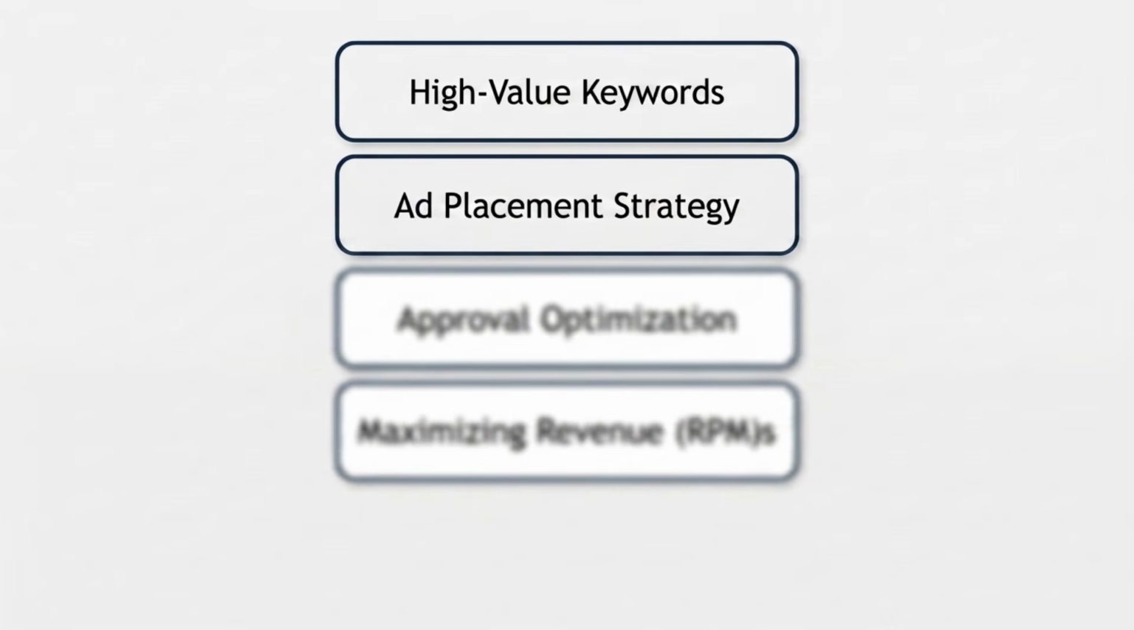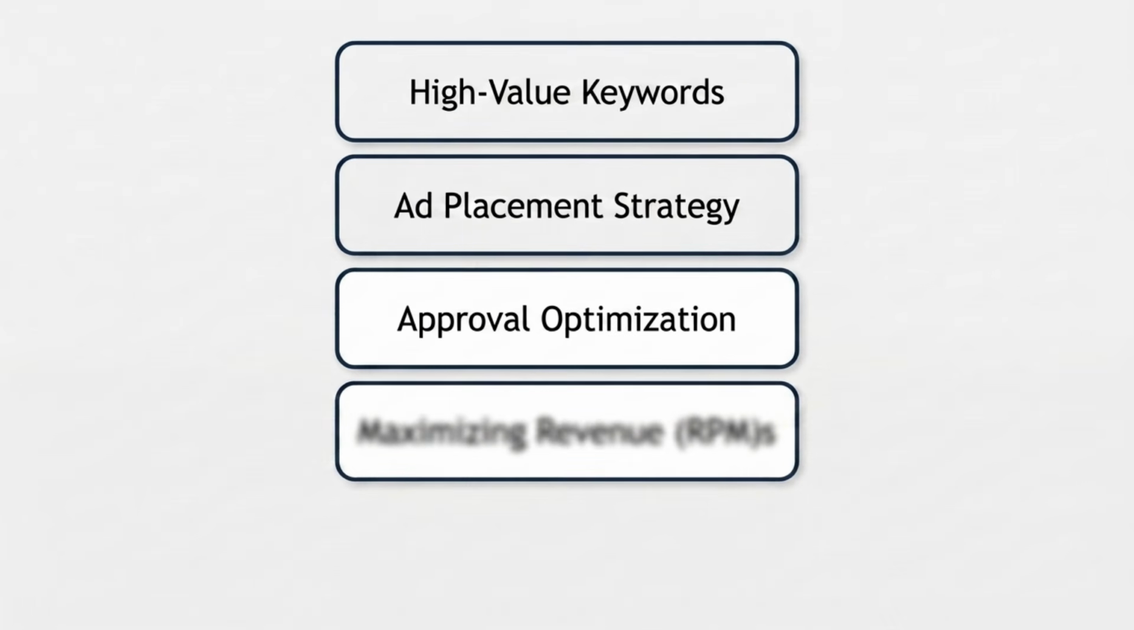Then there is approval optimization. This helps us structure our website's layout, privacy policy, and content quality so that Google AdSense is more likely to approve our website without rejecting it. Finally, it focuses on maximizing revenue, RPM. RPM stands for revenue per mile, or the amount of money you earn for every 1,000 visitors. Gemini helps us optimize our website to maximize that revenue.